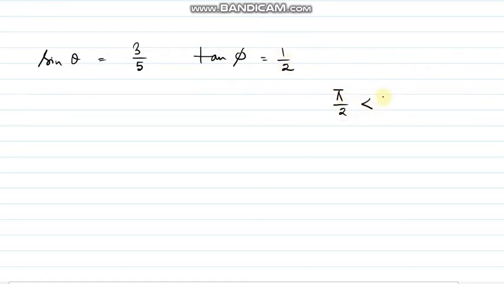Hello everyone. In this video I am going to do a couple of sums based on whatever we have learned till now. So suppose the sum is given: sin theta equals 3 divided by 5 and tan phi equals 1 divided by 2. It is given that theta is greater than pi by 2, less than pi, and phi is less than 3 pi by 2.